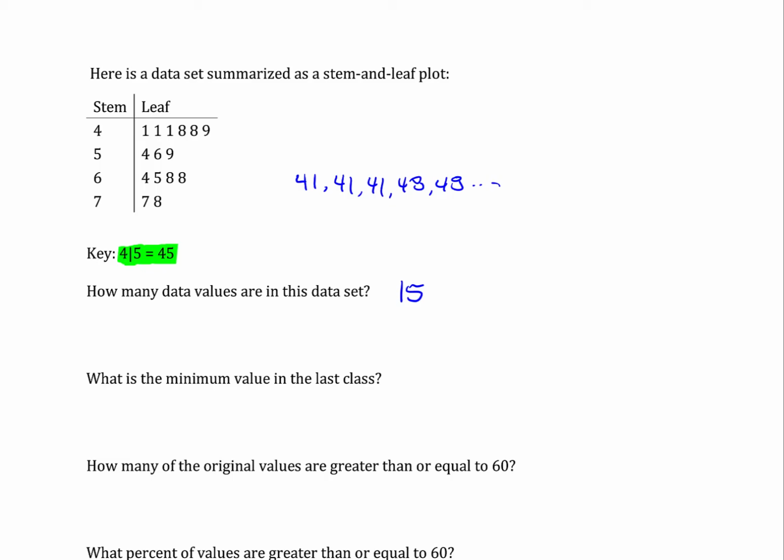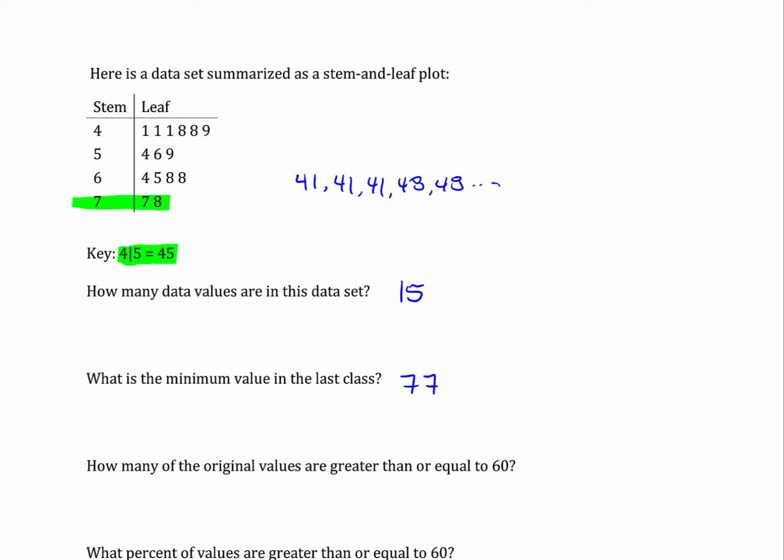What is the minimum value in the last class? Well, the last class would be the class with the largest stem, and the smallest value in that class is 77. We always read the individual data items using the key as a guide showing us how the data is constructed.